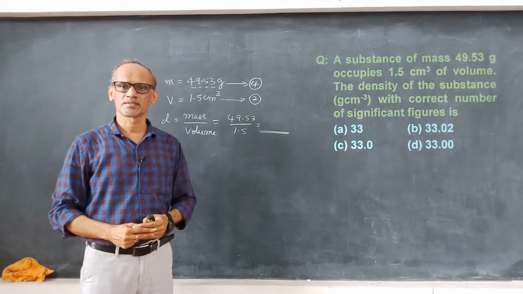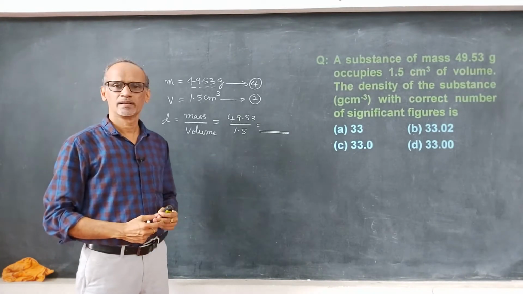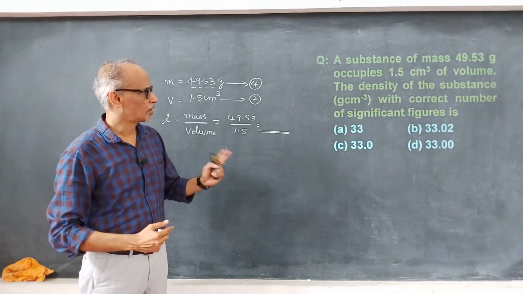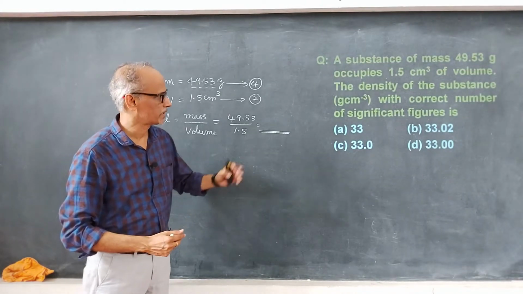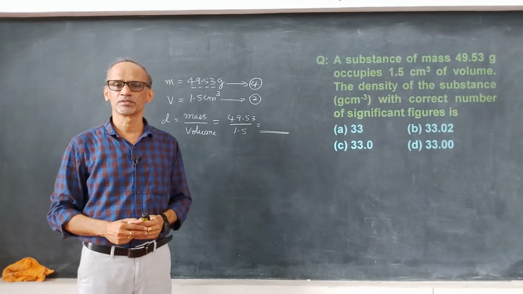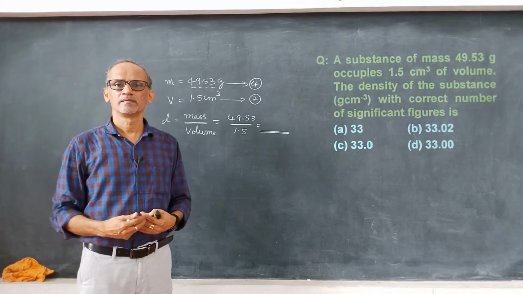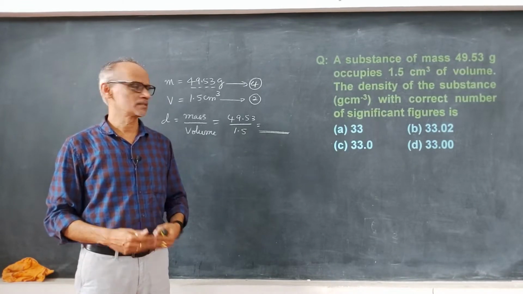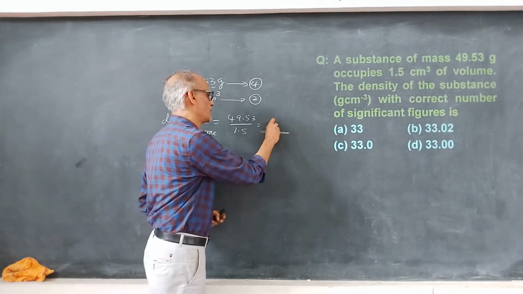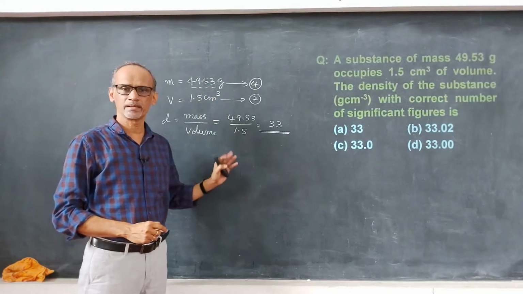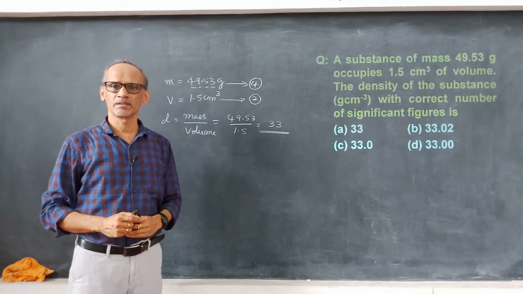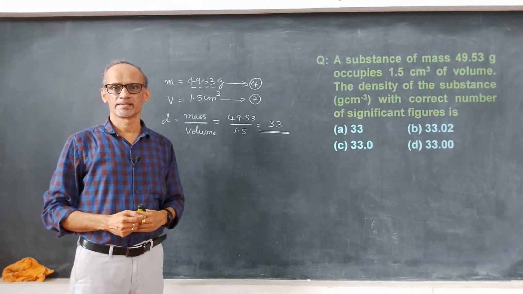Now, refer to the options. In option A, there are 2 significant digits. In option B, there are 4. In option C, there are 3 significant digits. And in option D, there are 4 significant digits. So, now you can very easily guess which is the correct answer. The answer is option A. So, you can see here we do not have to sit and divide. Based on the options given, we can predict the answer.